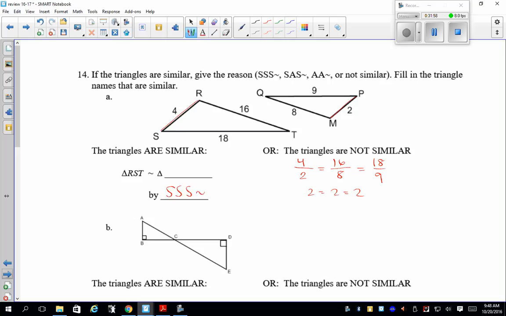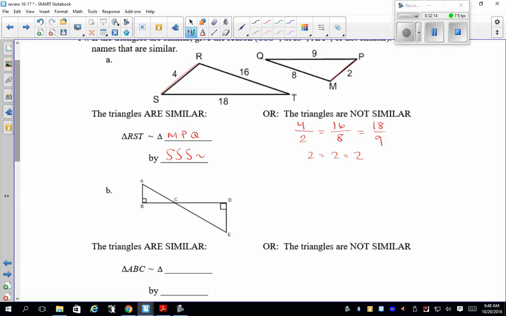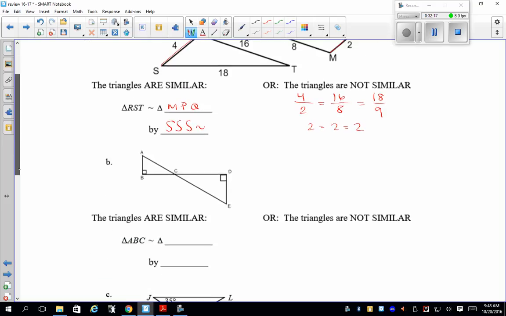Now I just need to match up the sides. So RST equals MPQ. If you're using colors, this writing the similar triangles part is a lot easier.